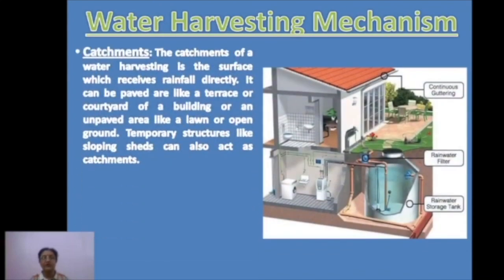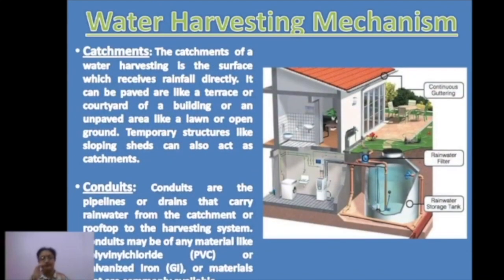Now, the water harvesting mechanism. Basically, how is it done? The mechanism of water harvesting is divided into 4 parts. Number 1 is the catchment area. Catchment area is where the rainwater is received. The catchment of water harvesting is the surface which receives rainfall directly.